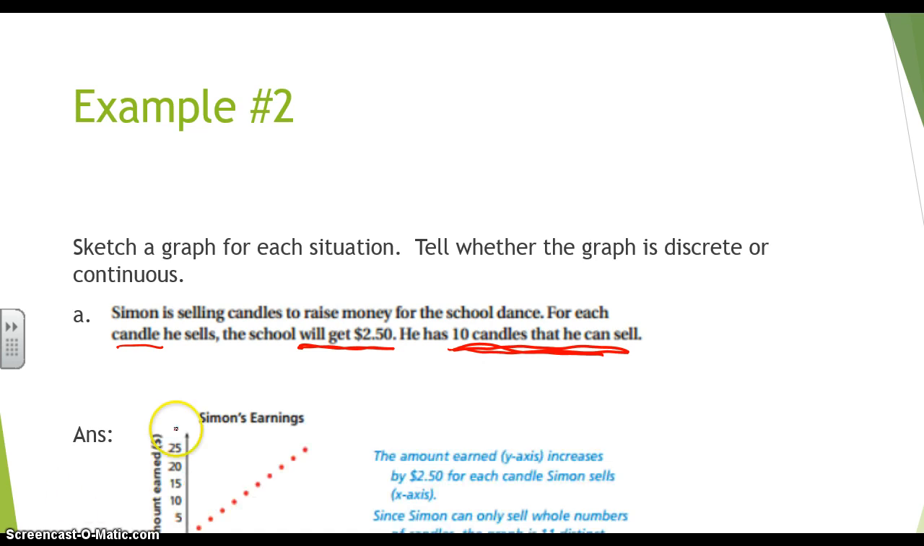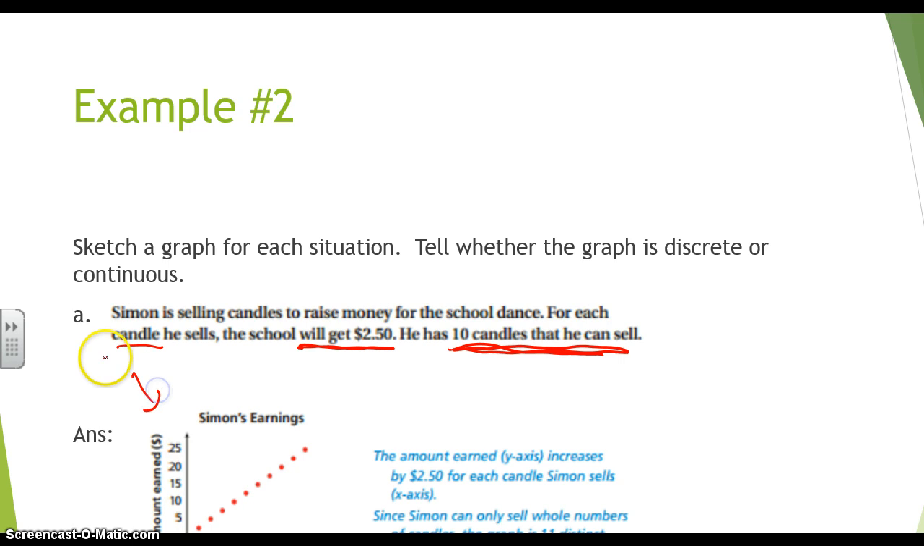For example, the answer here shows Simon's earnings. The y-axis is showing the amount earned in money, so they're counting by fives. And then down at the bottom is the number of candles that were sold. So candles sold, zero, amount zero. They sold one candle for $2.50, two candles, and it goes up with the graph. So what this is showing is the amount earned as the y-axis increases by $2.50 for each candle that is sold along the x-axis. Since Simon can only sell whole numbers of candles, the graph is 11 distinct points, because you need to have, like they said, whole numbers for these candles.